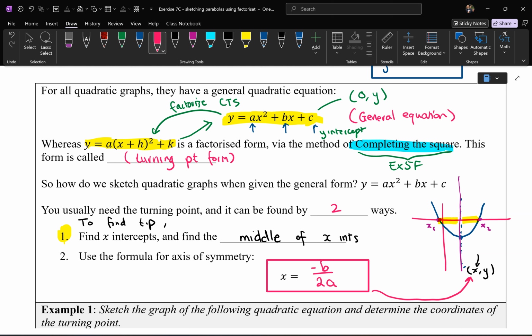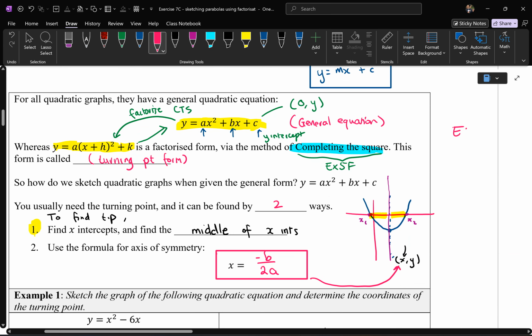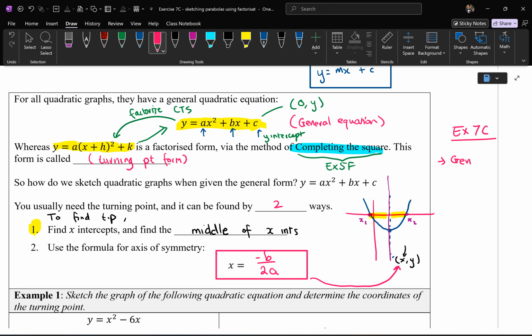So as you're copying that, you should have 3 things so far. In your notes, you should have exercise 7C. You should have the general quadratic form. You should then have the turning point form. Then underneath turning point, there should be 2 methods. 1, find the middle of the x-intercepts. That's how you find the x coordinate. Or use the formula x equals negative b on 2a.